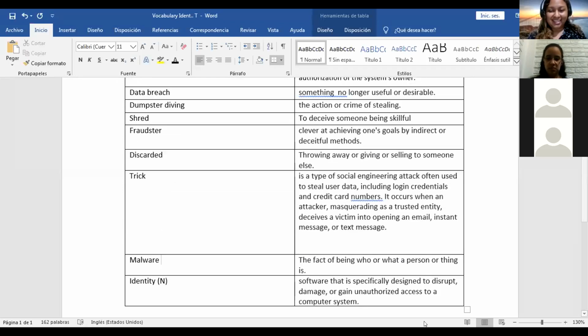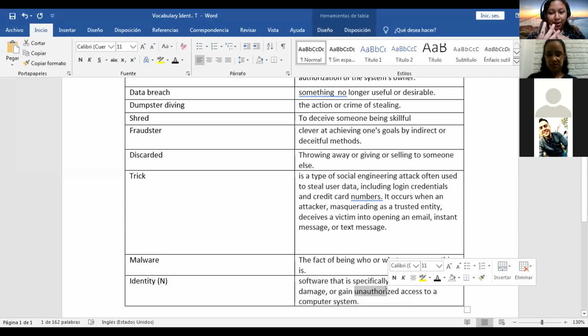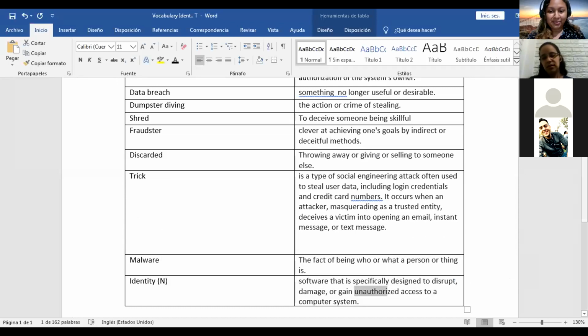Software that is specially designed to disrupt, damage, or gain unauthorized access to computer systems. Okay, very good. So we pronounce this word as unauthorized. Unauthorized. Awesome. Okay, so examples of malware.